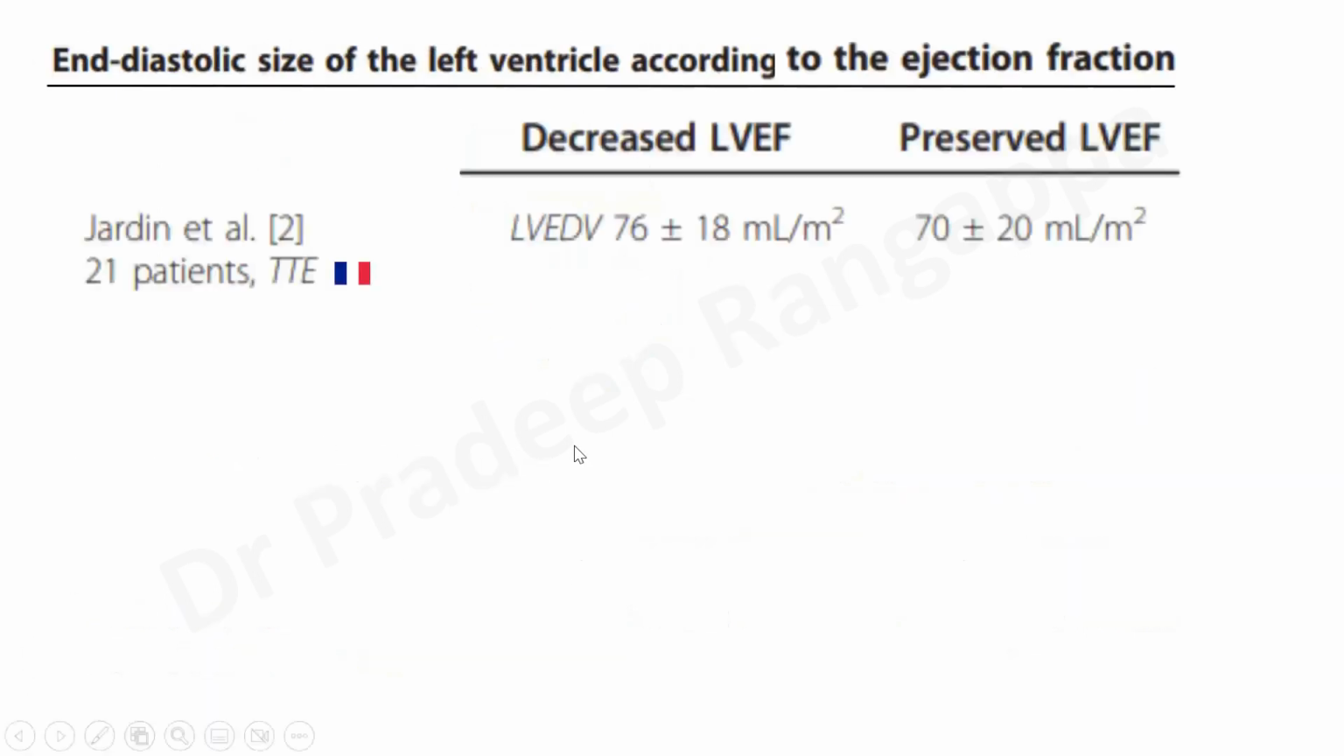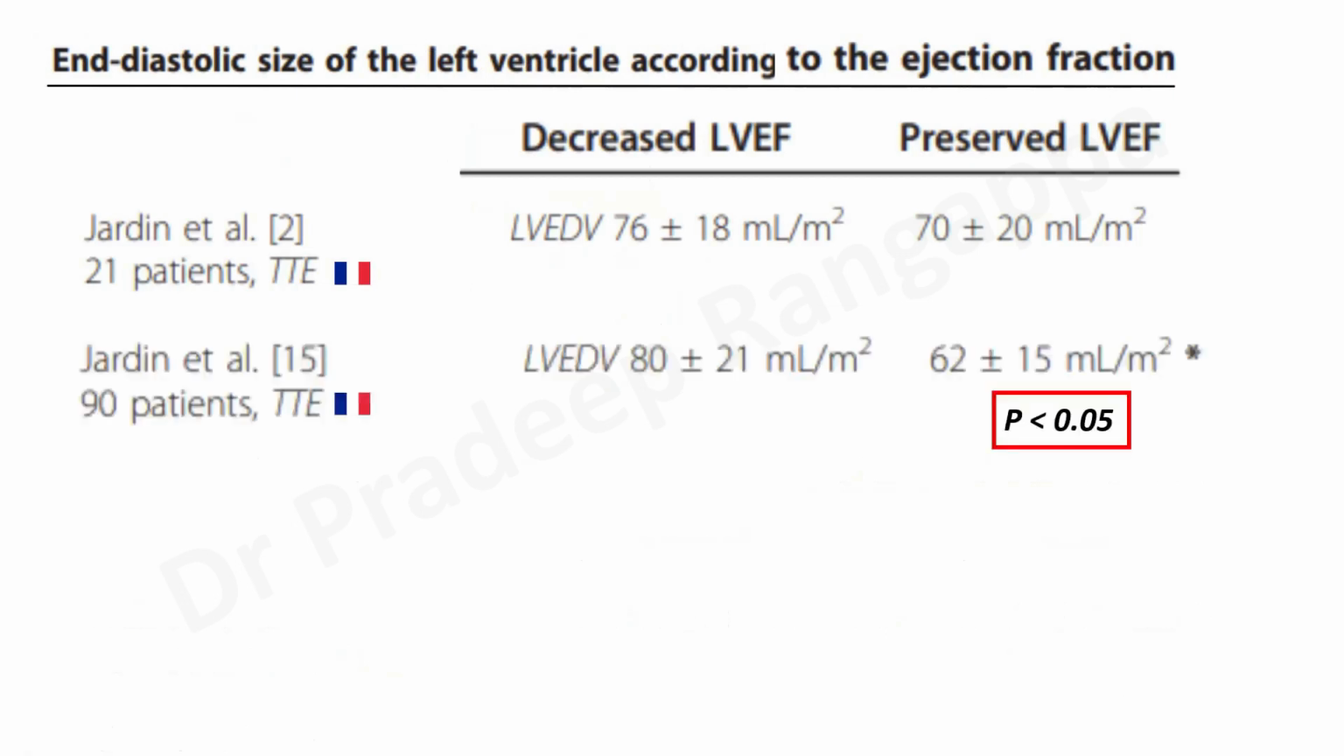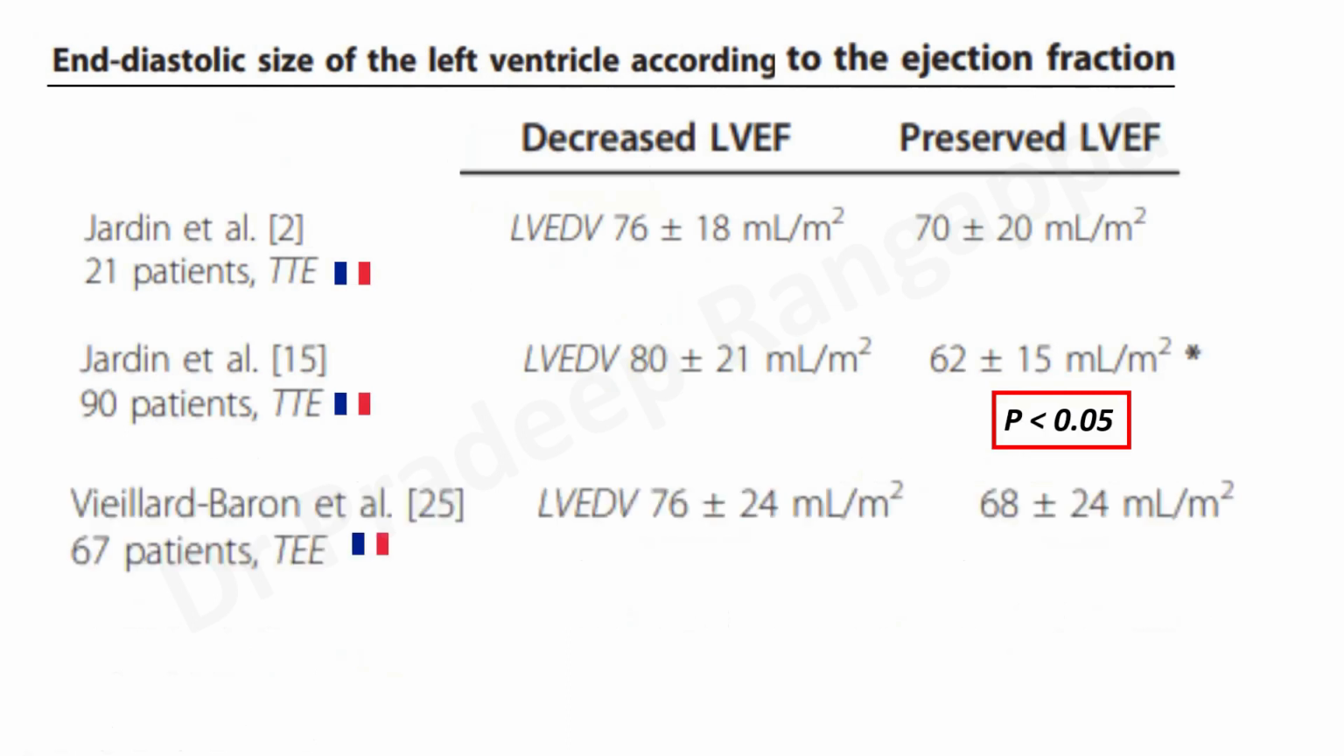And this was another study by a French group. If you see all these studies which I'll be showing you, in any septic cardiomyopathy where there is depressed LV function, the LV end diastolic volume is higher than in patients where there is no depressed LV function. And this was Jardine et al. Again, LV end diastolic volume is higher in patients with depressed LV function as compared to the ones with preserved LV function, and this was statistically significant. This was another French study, which again shows that where the LV ejection fraction was low, the end diastolic volume was higher as compared to where it was not reduced.